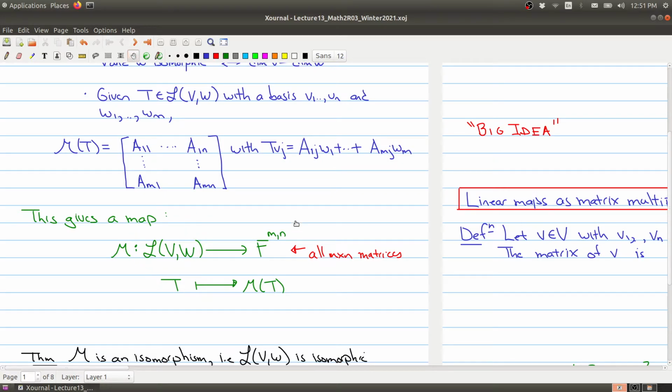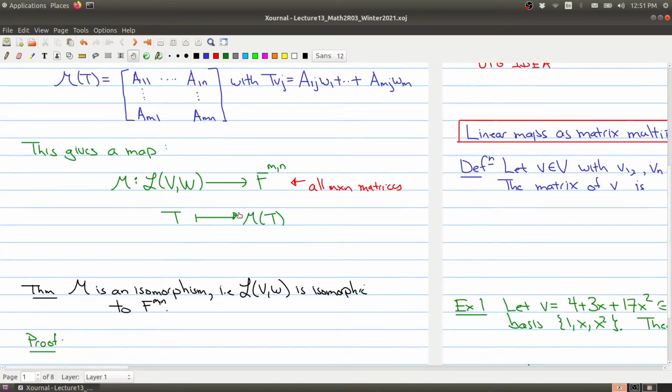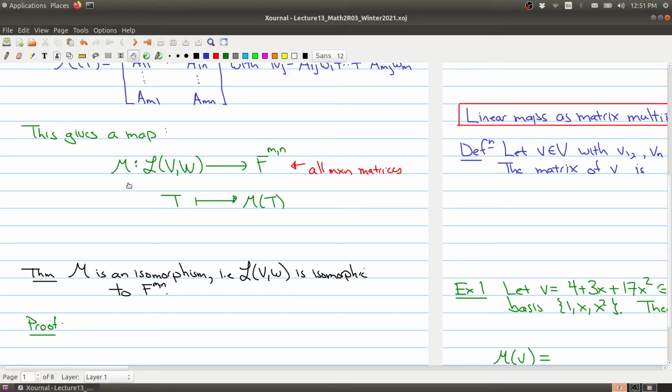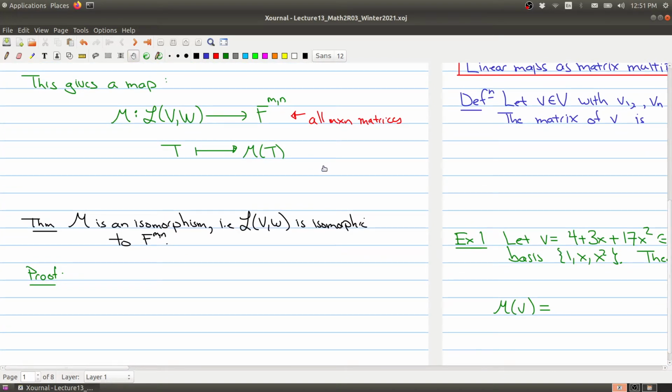Now on both sides I have vector spaces, and in fact there's a lot more structure going on here. If we think of what I've just written as a map identifying a linear map with a matrix, the function M, or script M, is actually an isomorphism. That is, this vector space is isomorphic to this vector space of all the m by n matrices. And the proof reduces to showing a bunch of things. I won't write them all out, but I will write out some of the details.